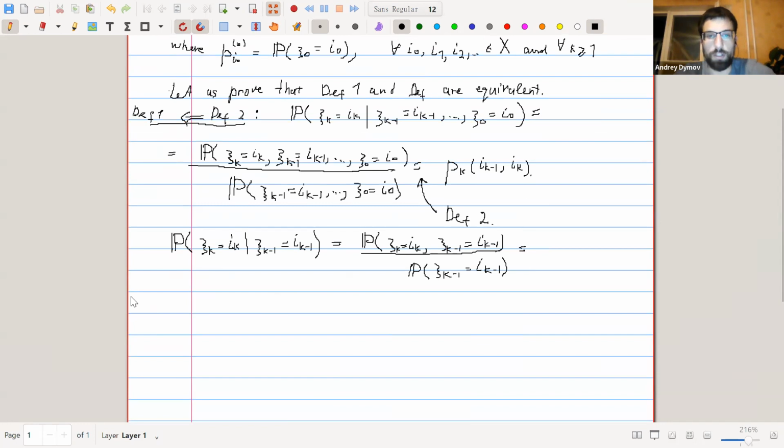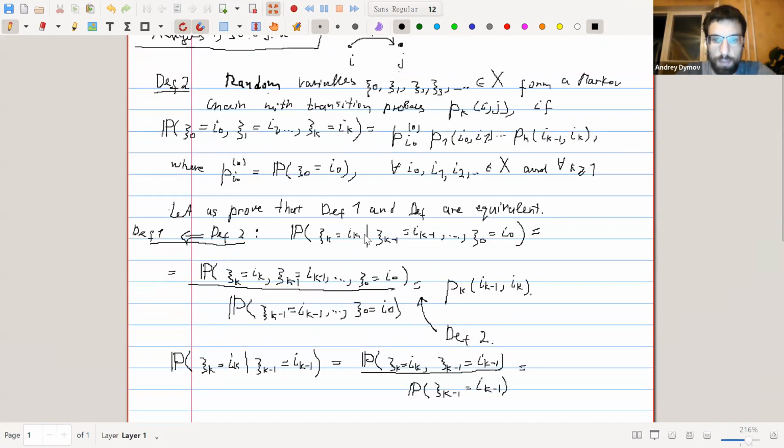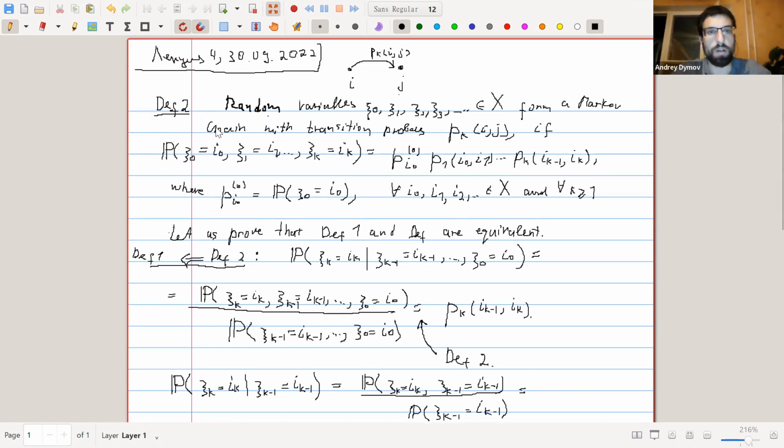How could we compute such probabilities? Actually, do you have any suggestions how to compute a probability of such form? We can use definition two again in the same way. Yeah, but the problem is that here we know the probability of the whole path from the moment of time zero to the moment of time k. So according to definition two, we can compute probabilities of such form.